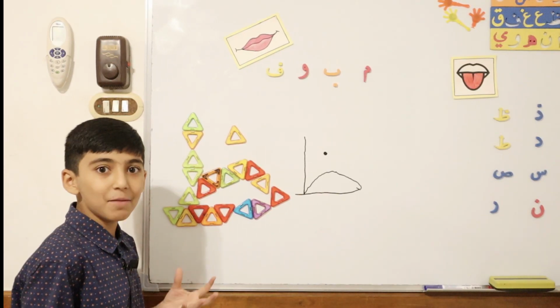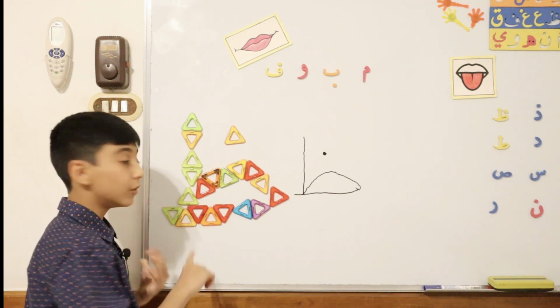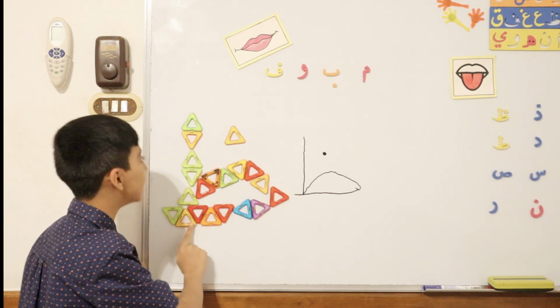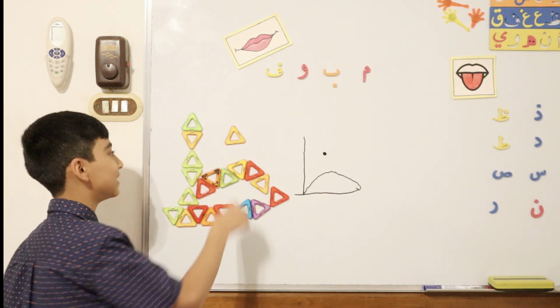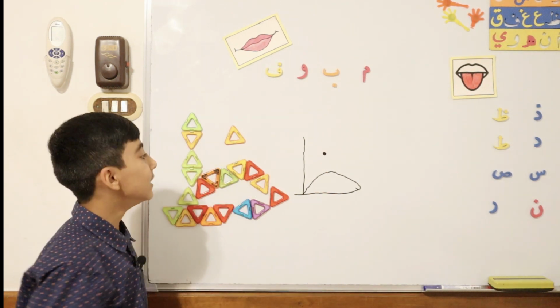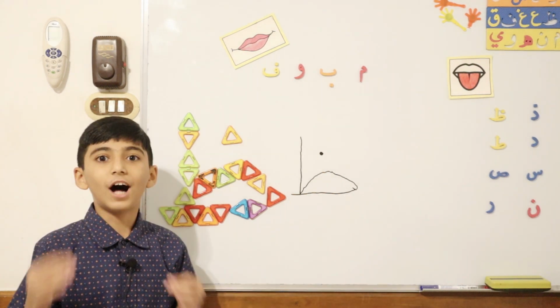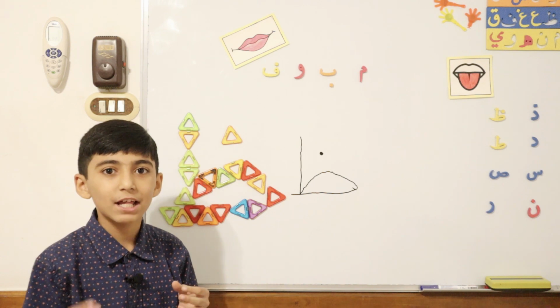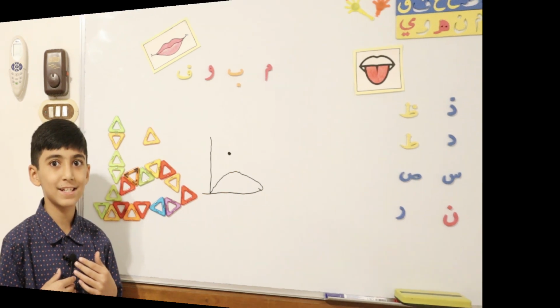So, I made with my toys, or my magnets, letter Fa. First, I made the balloon, and then I made the stick. And then, I didn't forget to put the dot. So this is how to write letter Fa. I hope that you guys have also made a cool Fa with your own toys.